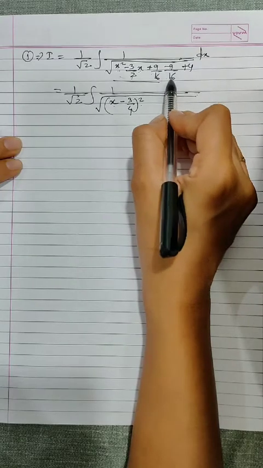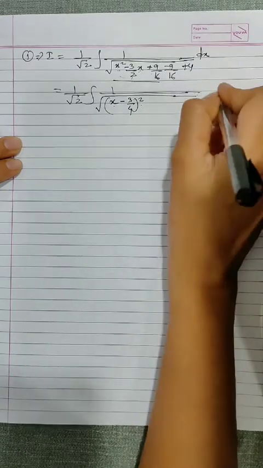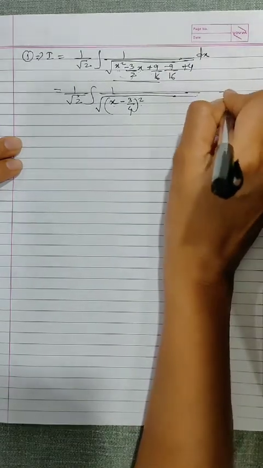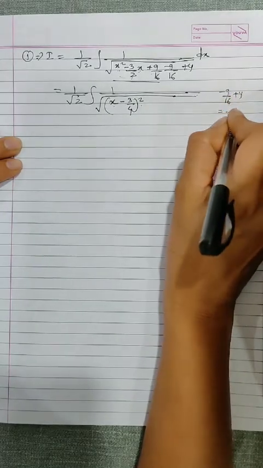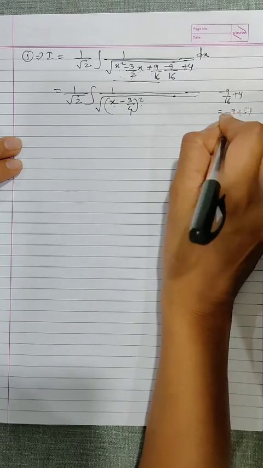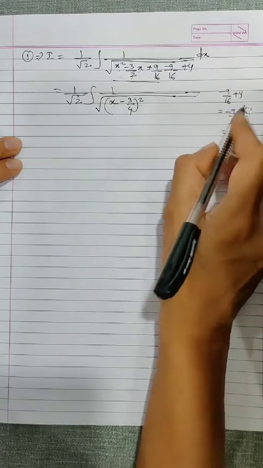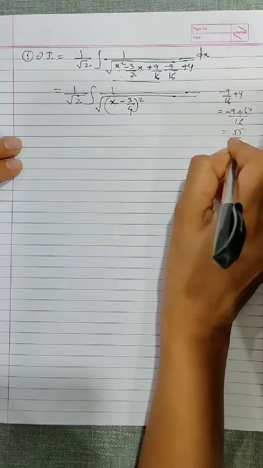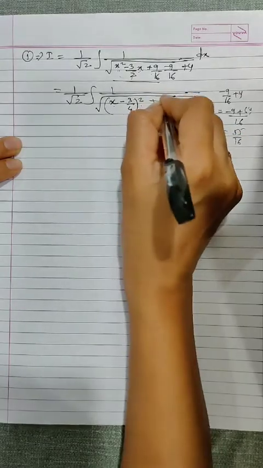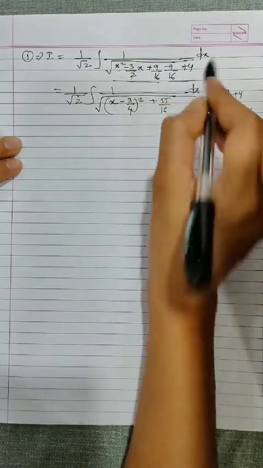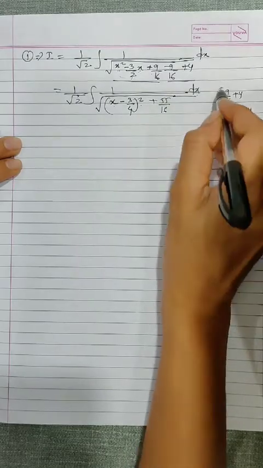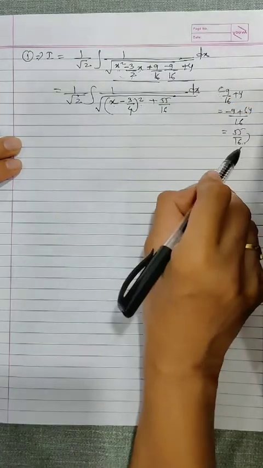And this is minus 9 by 16 plus 4. We solve here: minus 9 by 16 plus 4. Take the LCM. So minus 9, 16 into 4 is 64 by 16. So this comes out to be 55 by 16. So it is plus 55 by 16 dx. I have solved this term on the rough side. Okay.